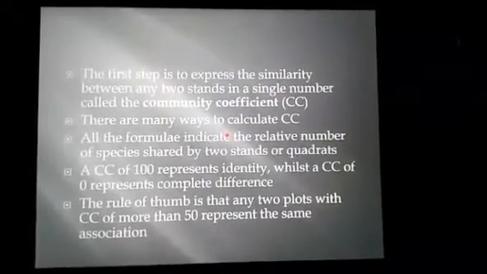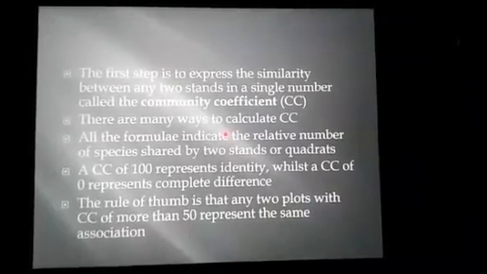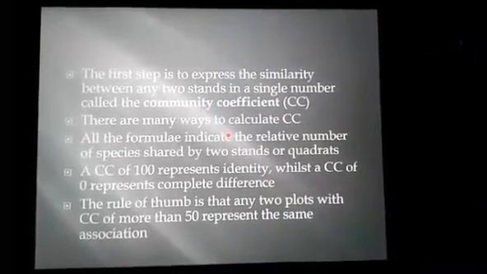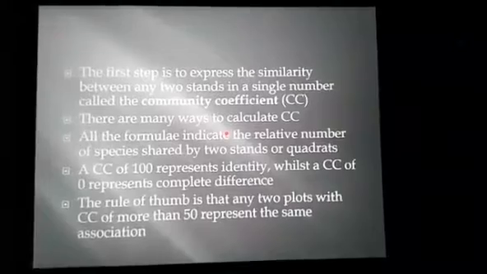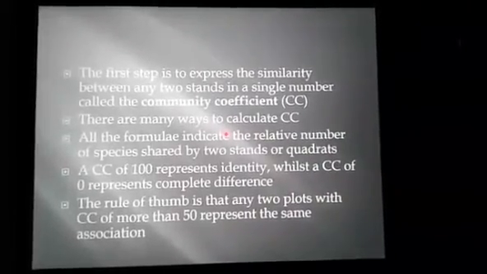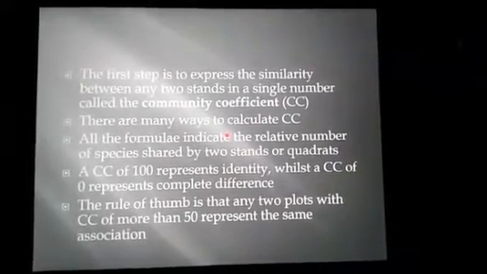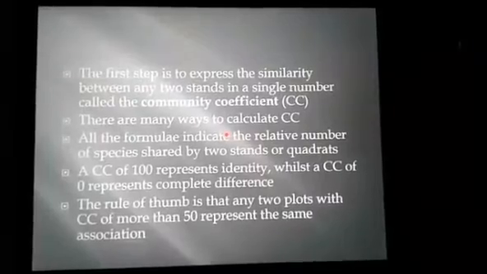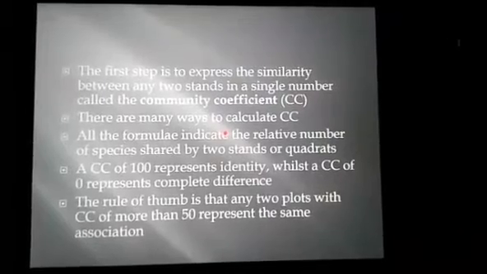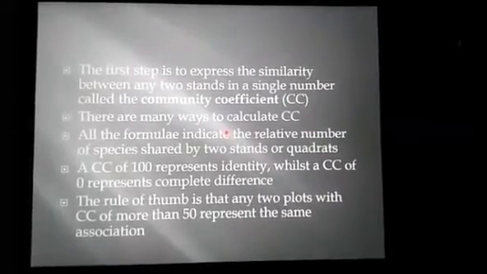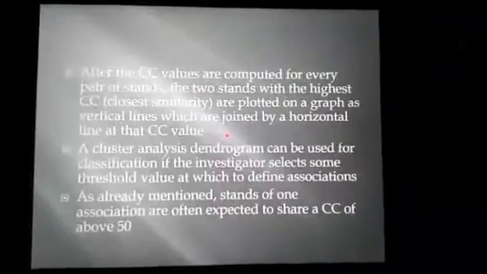So there are many ways to calculate the community coefficient. All the formulas indicate the relative number of species shared by two stands or quadrats. A CC of 100 represents identity, whilst a community coefficient of 0 represents complete difference. The rule of thumb here is that any two plots with a community coefficient of more than 50% are said to be of the same association.